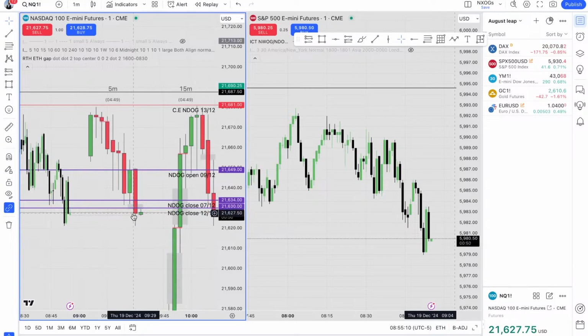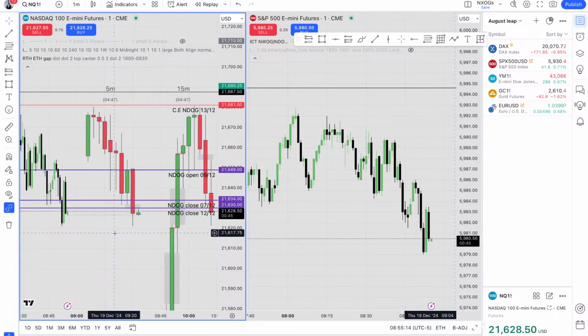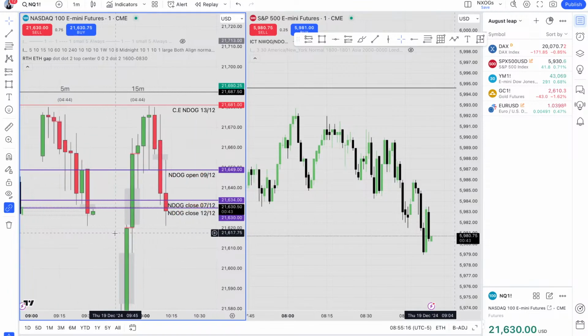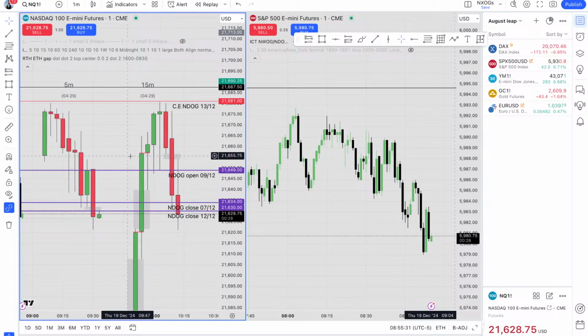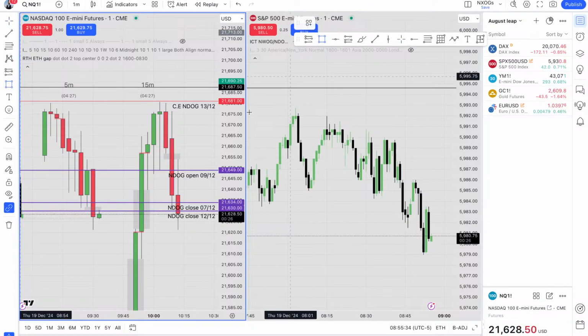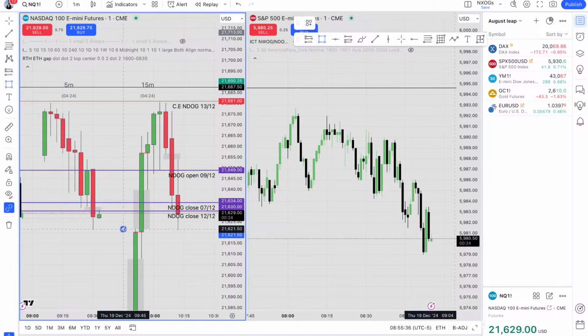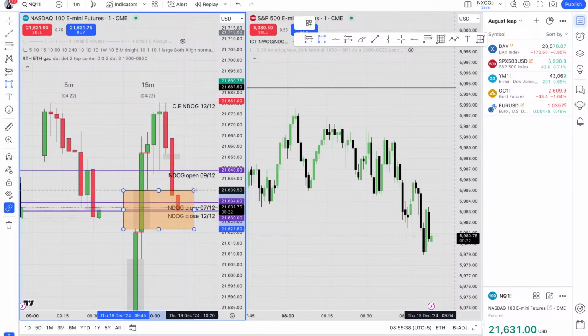Okay, the 5 minute candle closed below this order block. I want to see the 15-minute create an inversion here. I want to see this in the 15-minute become an inversion.